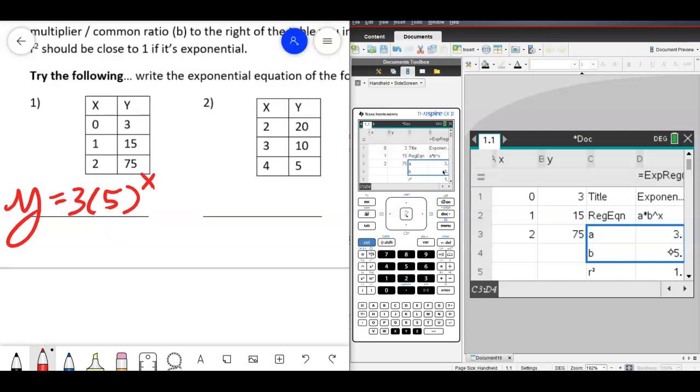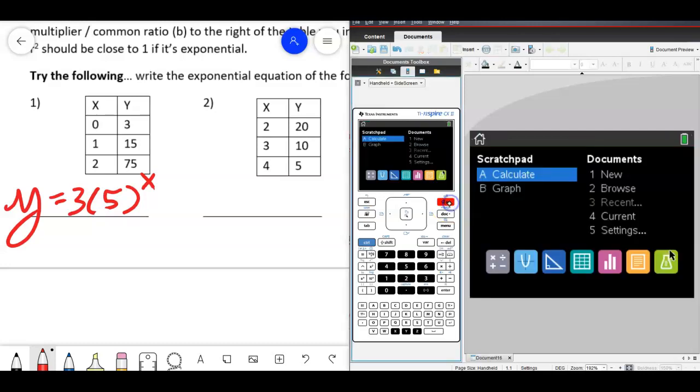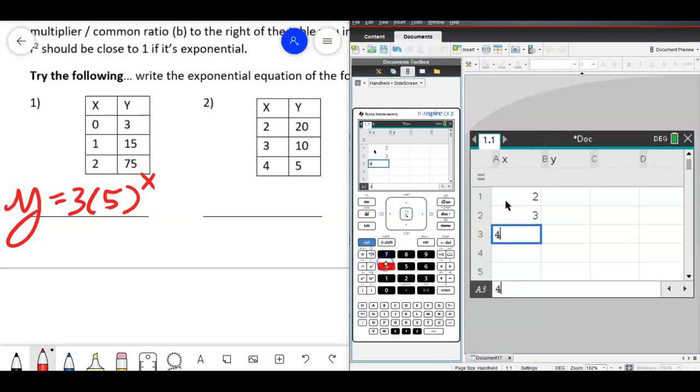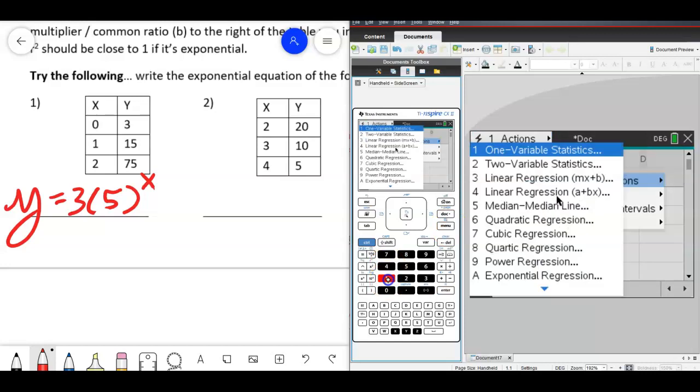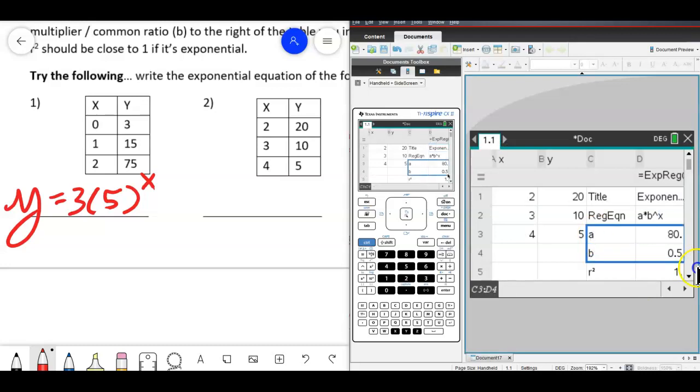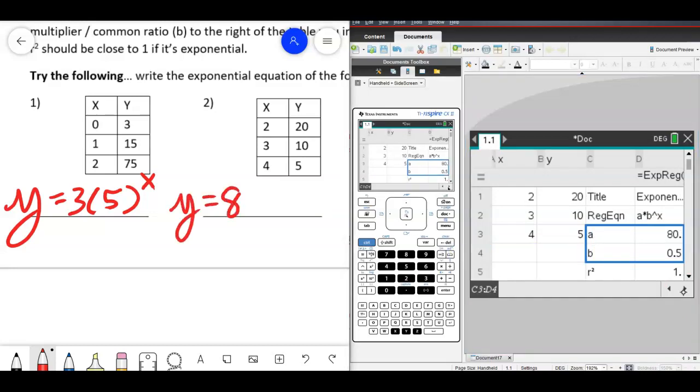Easy or hard? All right. This is the shortcut, so it should be easier. Number 2, again, new spreadsheet. Do not save. Spreadsheet. X and Y at the top. 2, 3, 4. 20, 10, 5. Menu 4, 1, A. X is X, Y is Y. I have my A and my B. Y equals 80 times 0.5 to the power of X.